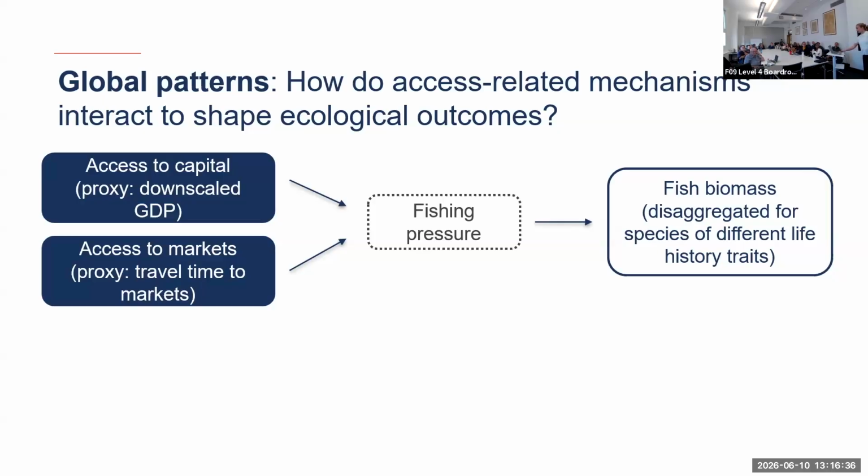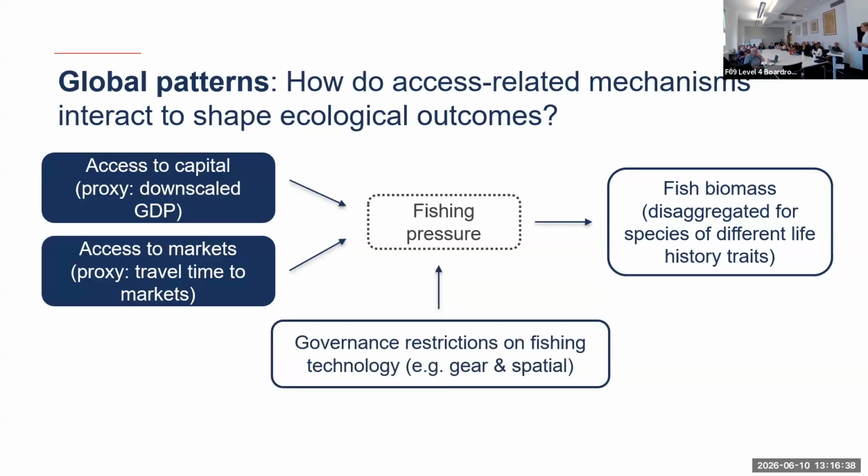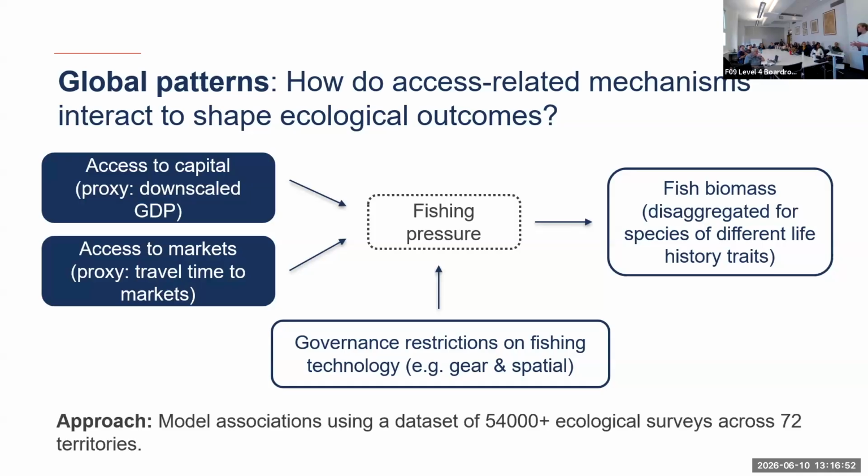And then I would like to look at to what extent governance restrictions on fishing technologies, so thinking about things like fishing gear, but also things like protected areas and temporally protected areas, can mitigate those impacts. And for this, I'll be using a data set that I have access to through my research group, which has data across 72 territories globally.